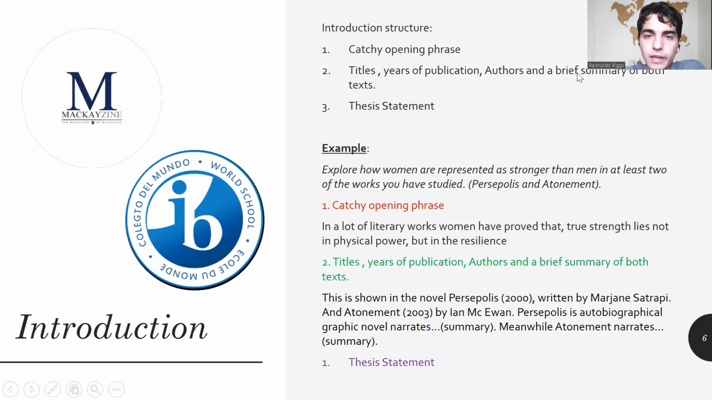Well, introduction. Introduction structure. You first need to start with a catchy opening phrase in order for the examiner to feel excited about what you're writing and to call his attention. Then you need to state the titles, the years of publication, the authors, and a brief summary of both of your texts. That is also something that I memorized before doing my test.